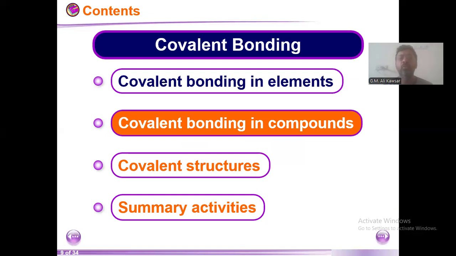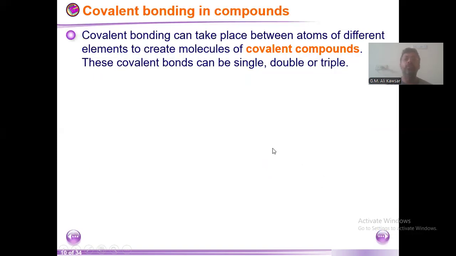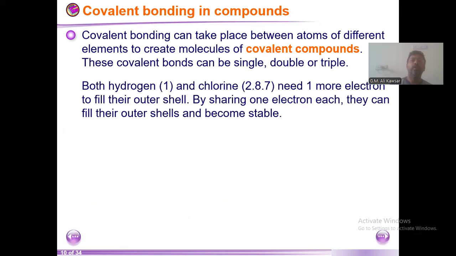What we have discussed so far is regarding elementary molecules, but compound molecules can also form covalent bonding. Let me give some examples. What is a compound? Compounds are substances which contain more than one type of atom. For example, hydrogen chloride, right?